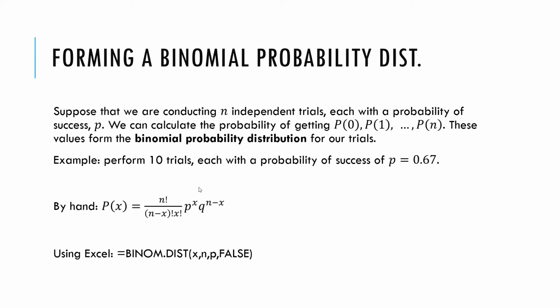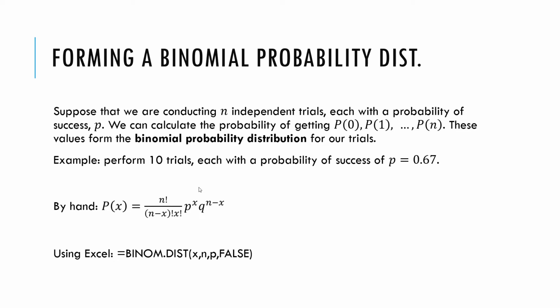So what's the probability of getting 0 out of 10 successes? What is the probability of getting 1 out of 10 successes? What is the probability of getting 2 successes out of 10? What's the probability of getting 3 successes out of 10? All the way up to what is the probability of getting 10 successes out of 10?